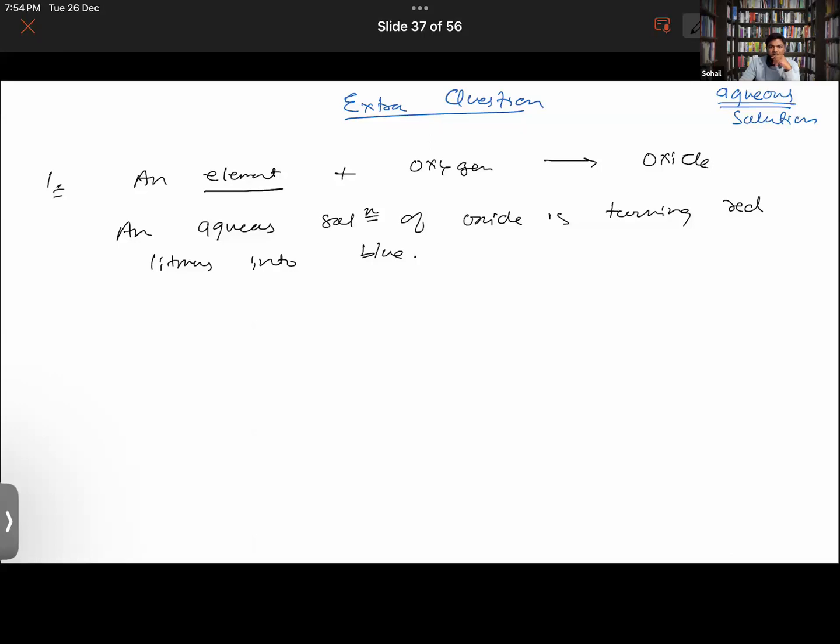Okay. So, Ahmed, right now we have pretty much completed the chapter metals and non-metals. All right. So in this chapter, we did talk about the physical properties of metals and non-metals. We did also talk about the.